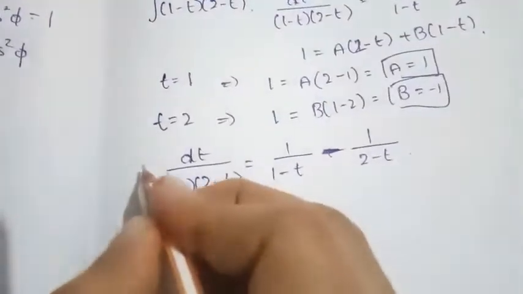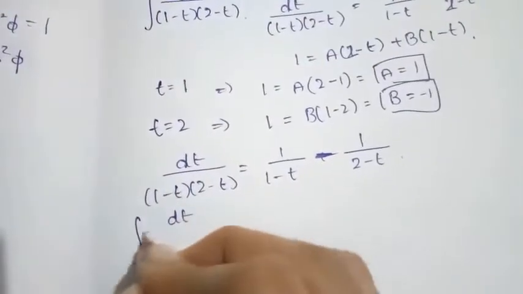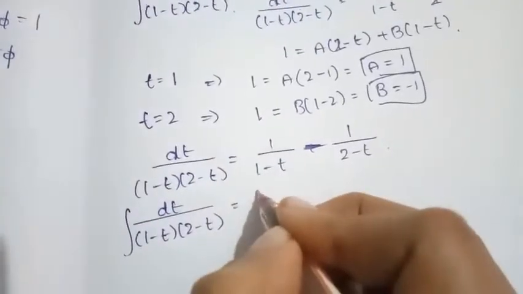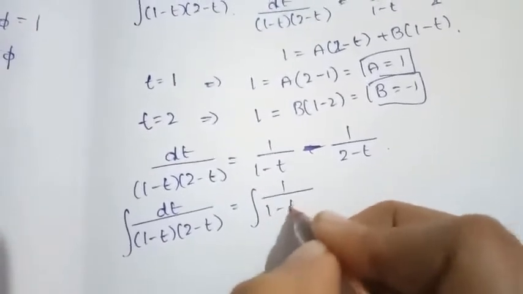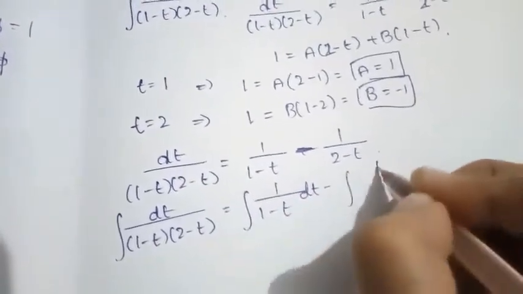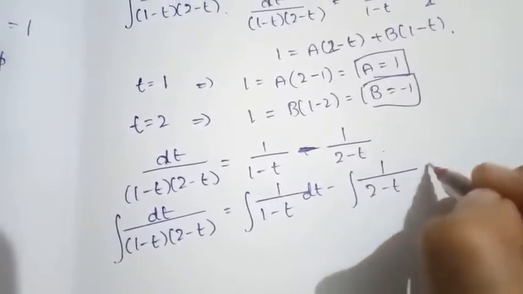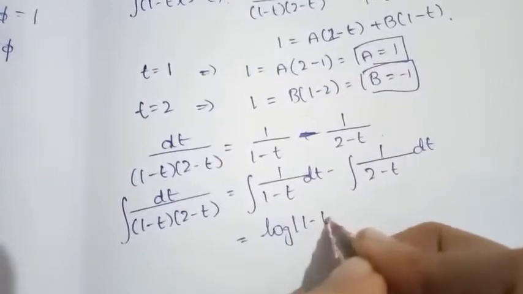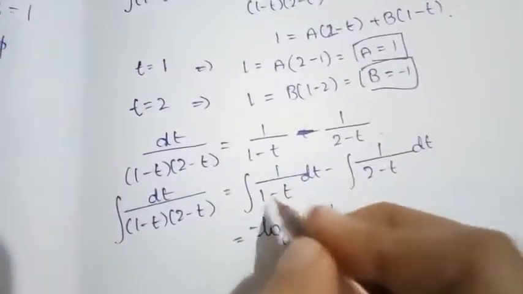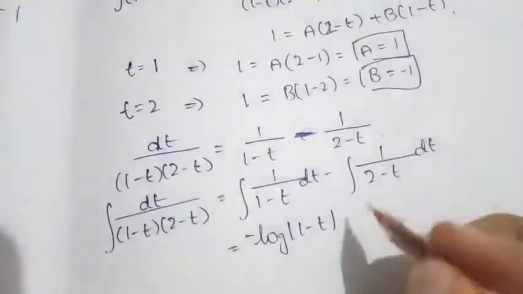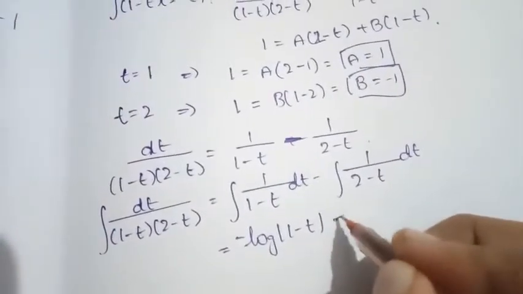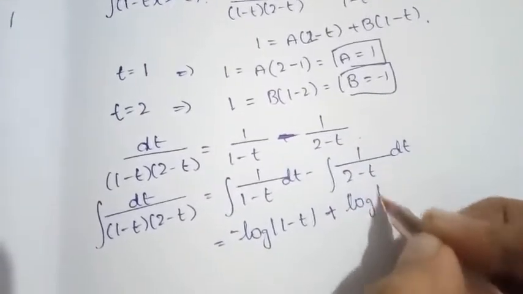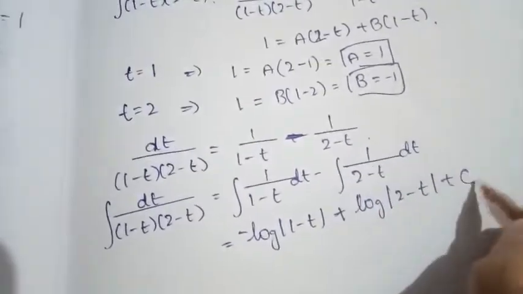Now integrate at this stage. So integration of dt divided by (1 minus t) into (2 minus t) is equal to integration of 1 divided by (1 minus t) dt minus integration of 1 divided by (2 minus t) dt. So integration of this one is nothing but log mod (1 minus t) minus, because we are having minus before the t. So we have seen that through the formula which I said also. Here also again minus of minus becomes plus log mod (2 minus t) plus c.